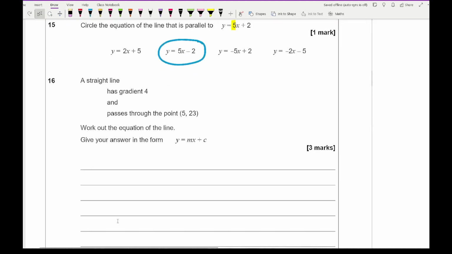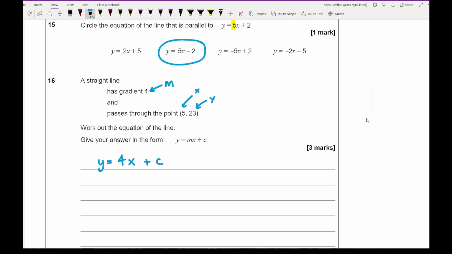Question 16, it says that a straight line has a gradient of 4 and passes through the point 5, 23. Work out the equation of the line, give your answer in the form y equals mx plus c. Now here the gradient is 4, so that's the m value. So what we've got is y equals 4x plus c. Now from the coordinate, this is my value of x and this is my value of y.